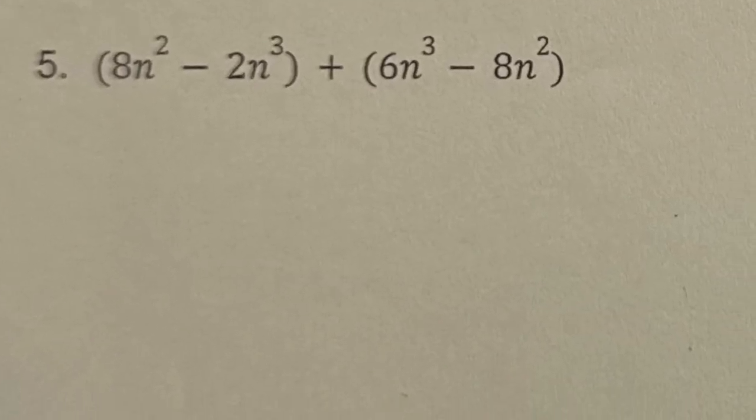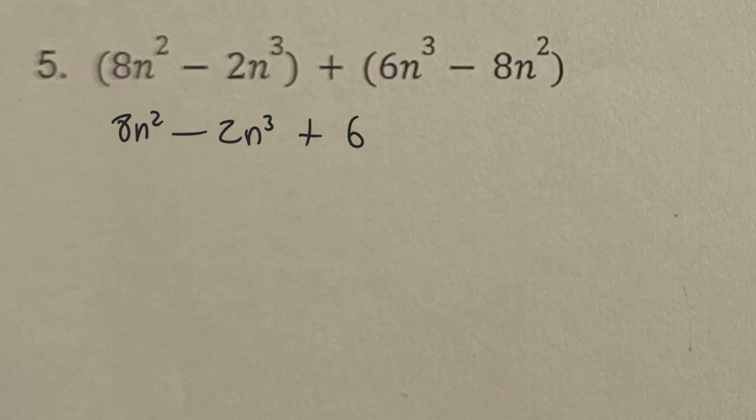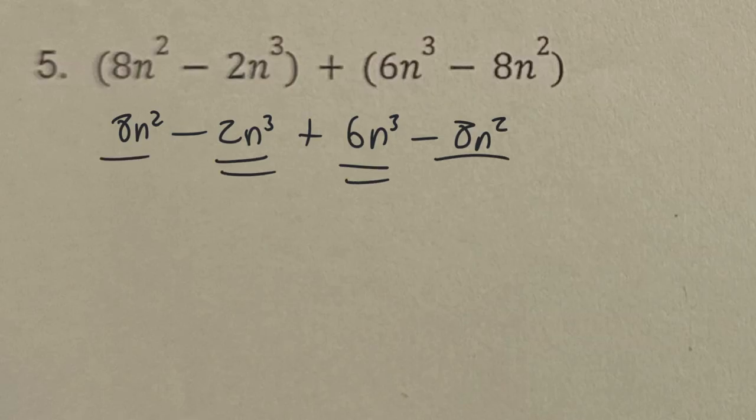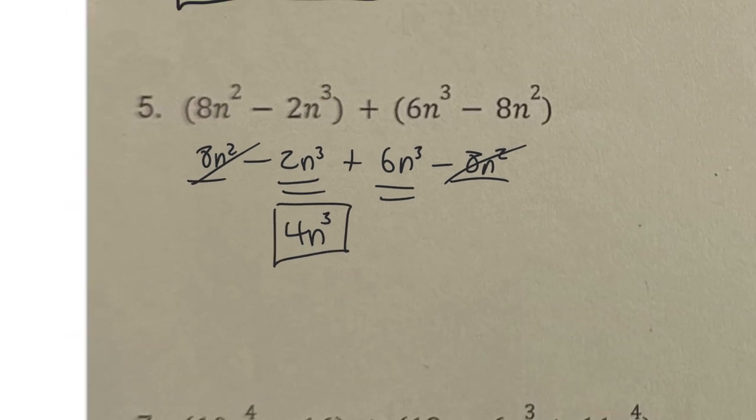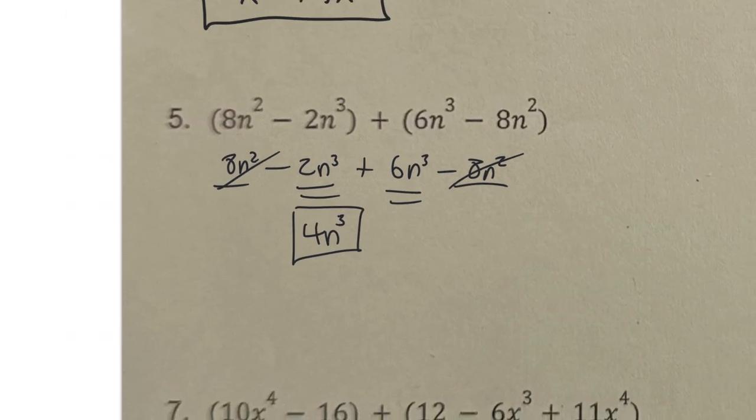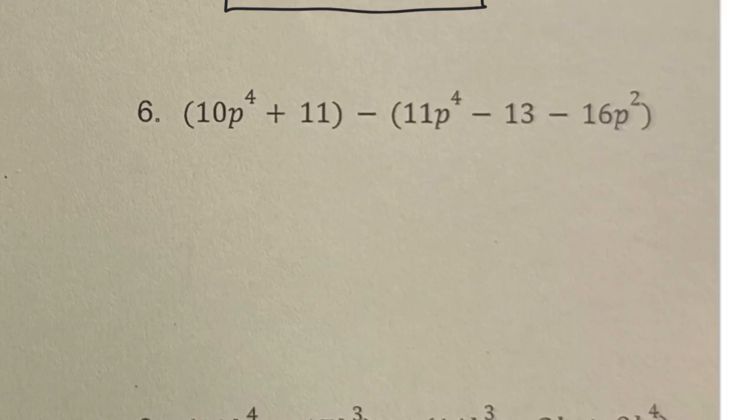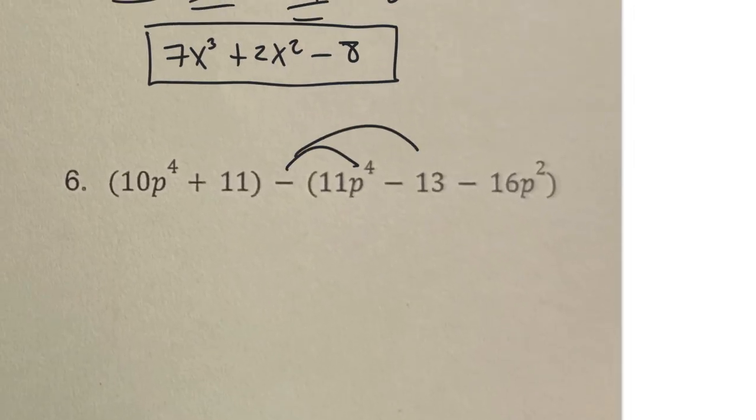Just distributing that invisible positive 1 into each of these would have us rewrite it without parentheses. We're looking at this. Single underline like terms for these, double underline for that. These would cancel, and then we would just be left with 4n to the third. These are the steps that I think the teacher would like to see, for the record. I think my student watching understands.